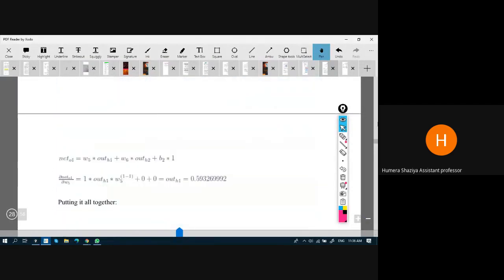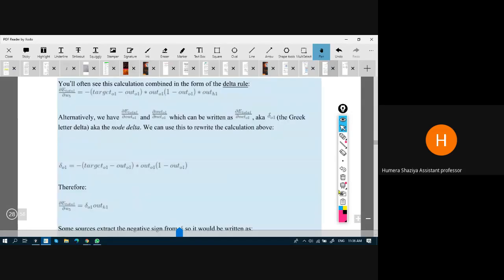Okay, so now, this delta rule, del E total. E total is the total error. How did you get E total? You got E total from EO1 and EO2. From these two errors, you obtained the total error.